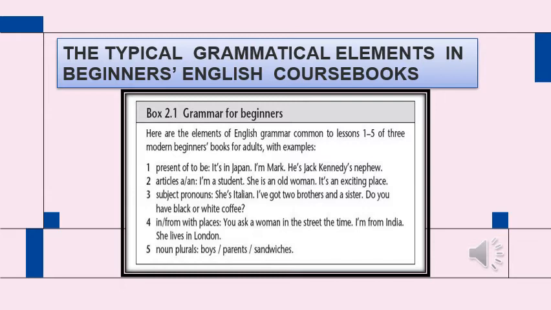It's an exciting place. Subject pronoun: she's Italian. I've got 2 brothers and a sister. Do you have black or white coffee? And 4, in and from with places. You ask the woman in the street the time. I'm from India. She lives in London. 5, plural nouns: boys, parents, Sanchez.